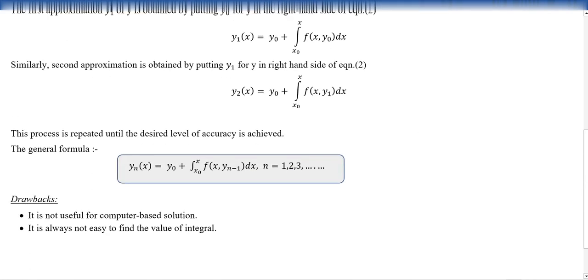Now this is our general formula. It is very easy, but it has certain drawbacks. It is not useful for computer-based solution, and it is not always easy to find the value of the integral.